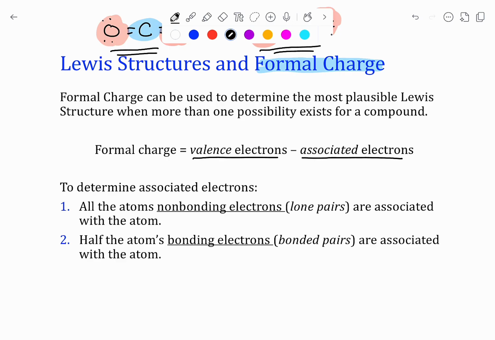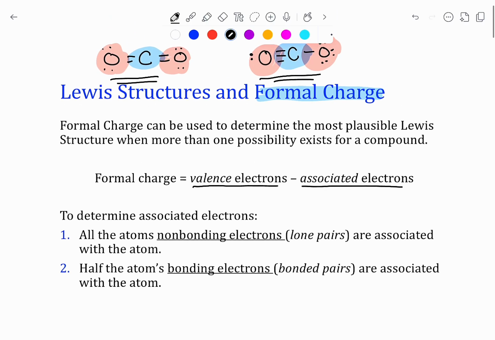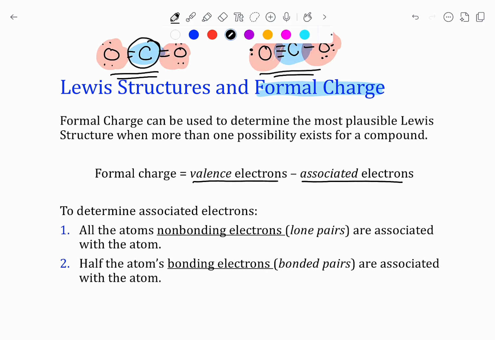Now we find the formal charge for each individual element within our structure. Okay, so if I were to use the example of carbon dioxide, we would find it for each oxygen as well as the carbon. So we would find 3 formal charges overall, 1 for each element. Okay, so the valence electrons would be for that specific element. So in this case, if I were to look at carbon in this first structure, it has 4 valence electrons.